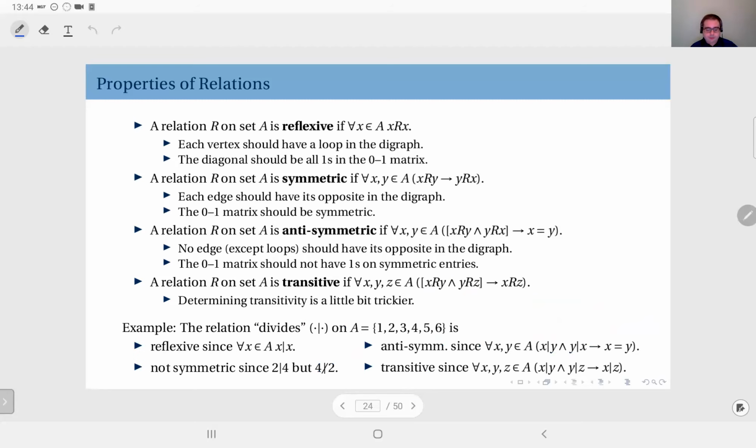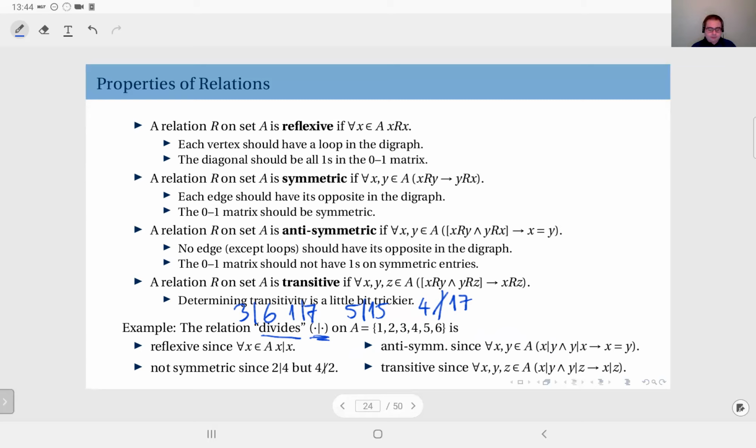Okay, here's an example. The relation divides. So you remember this notation, for instance, 3 divides 6, 1 divides 7, 5 divides 15, or 4 doesn't divide 17, etc. This is the notation we use for divides. And this actually represents a relation. 3 and 6 are related, 1 and 7 are related, 5 and 15 are related through this divides relation, but 4 and 17 are not related.